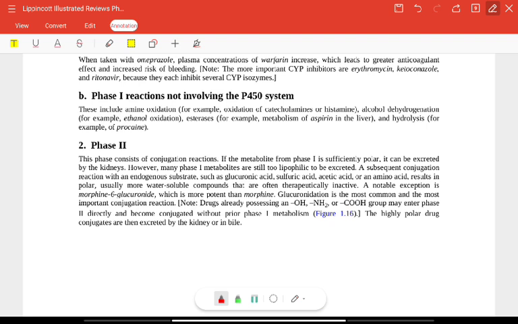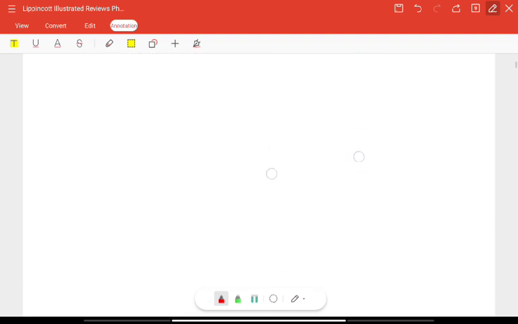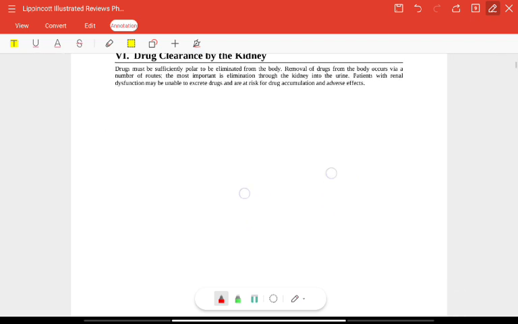Some phase 1 reactions do not involve the P450 system. These include amine oxidation, esterases, hydrolysis. Phase 2 consists of conjugation reactions. If the metabolite from phase 1 is sufficiently polar, it will be excreted. Otherwise, it will undergo conjugation and become polar and be eliminated. This drug is now cleared by the kidney.